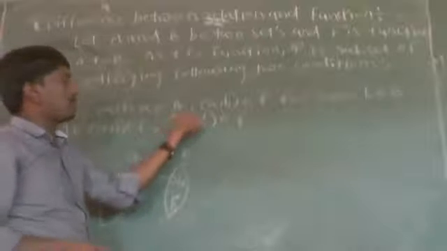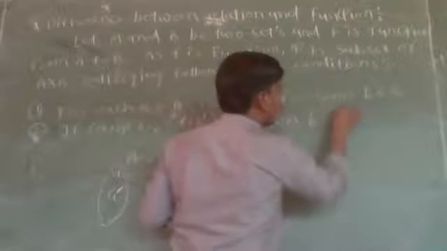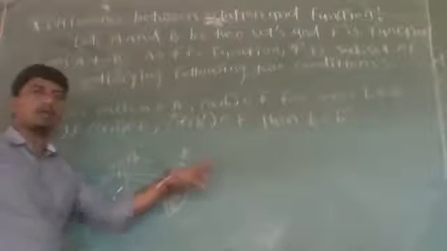If (a, b) belongs to F, it means F of a is b, that is, a is joined to b. And (a, b') belongs to F means F of a is b', that is, a is joined to b'. If (a, b) belongs to F and (a, b') belongs to F, then b must be equal to b'. Since if b and b' are different, then element a has two images in B, which is a contradiction to our definition of a function. Hence, if a is joined to b and b', then b must be equal to b'.